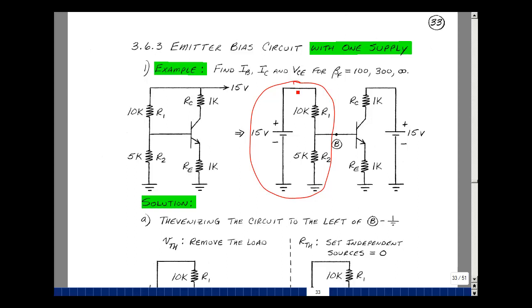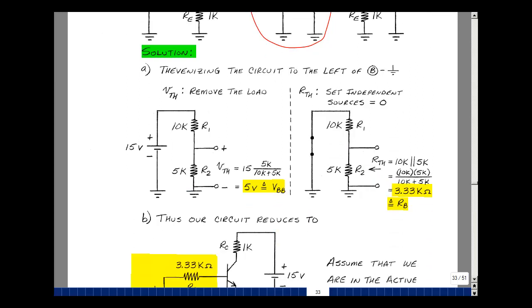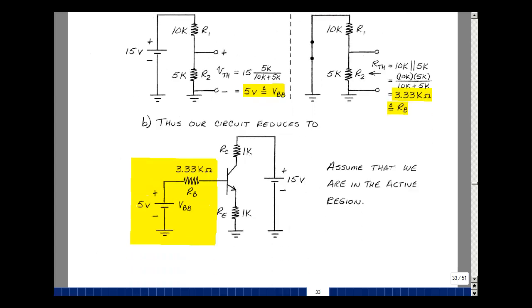Let's find the Thevenin equivalent circuit. To recall from ECE302, we take the load off and find the open circuit voltage. You just have a voltage divider because the current in these two resistors is the same. It's going to be 5K over 5K plus 10K times 15, and that's 5 volts. To find the Thevenin resistance, we set all the independent sources equal to 0, so we're going to short this and look back, and we see 10K in parallel with 5K, and that's 3.33K. Call that R sub B. Now this circuit looks like our fixed bias circuit with emitter feedback, but we're doing it with a single power supply. Let's analyze this circuit and see what happens.